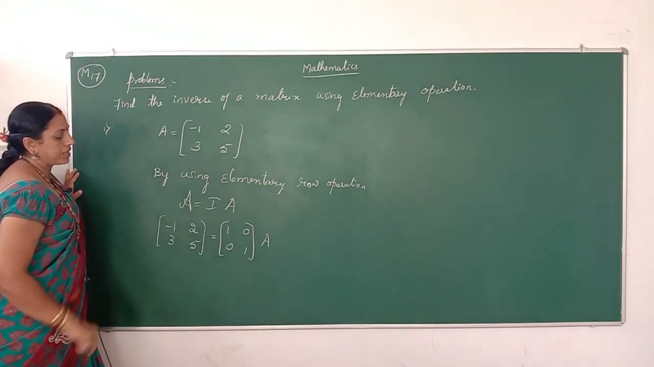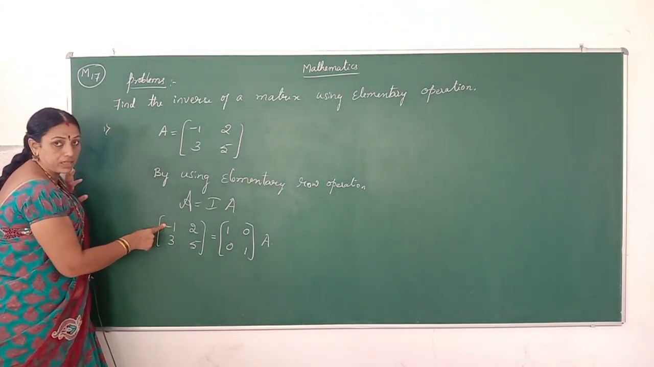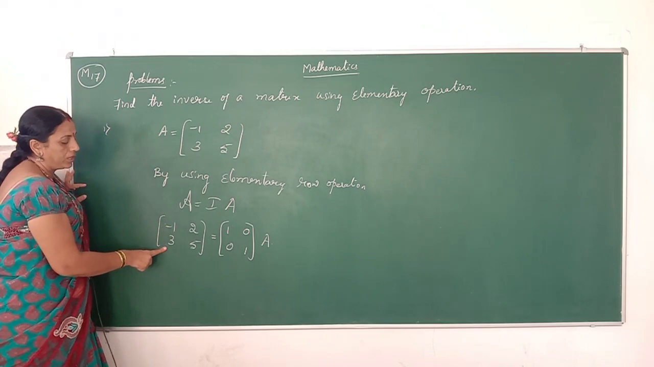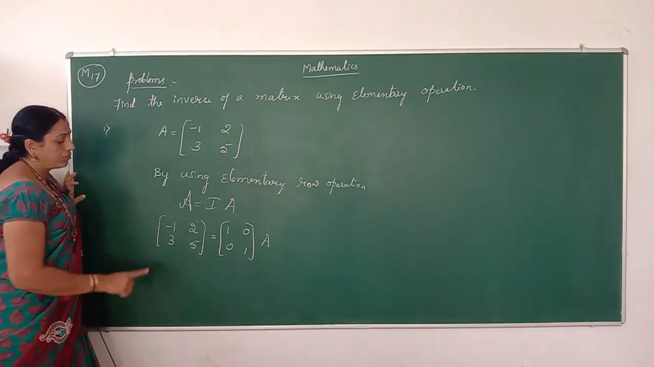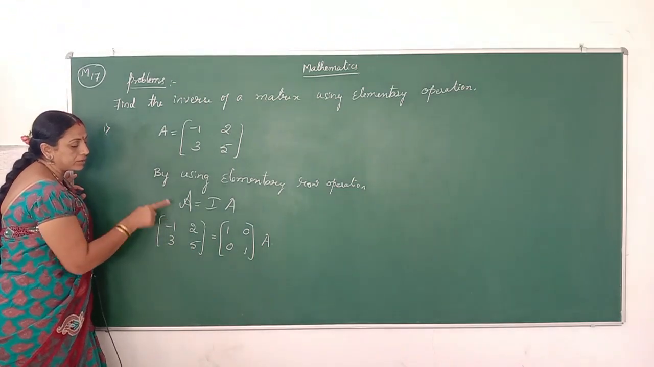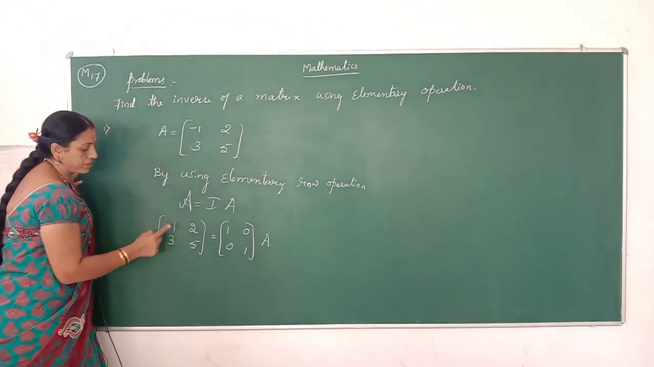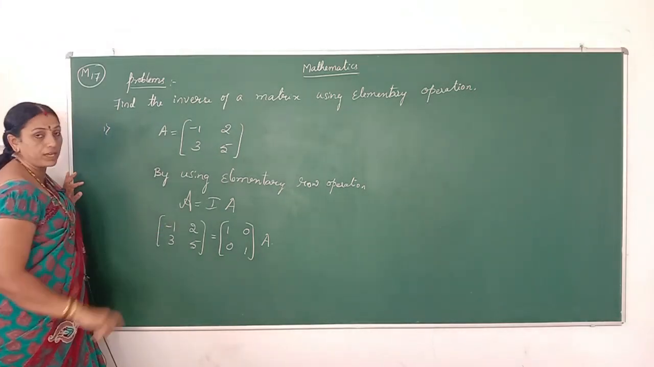So what are the elements of the identity? 1, 0, 0, 1. The first element is 1, in the first row the second element is 0, in the second row the first element is 0, and the last element is 1. But in our matrix, the first place is minus 1, the second place is 3, the third place is 2, and the fourth place is 5.